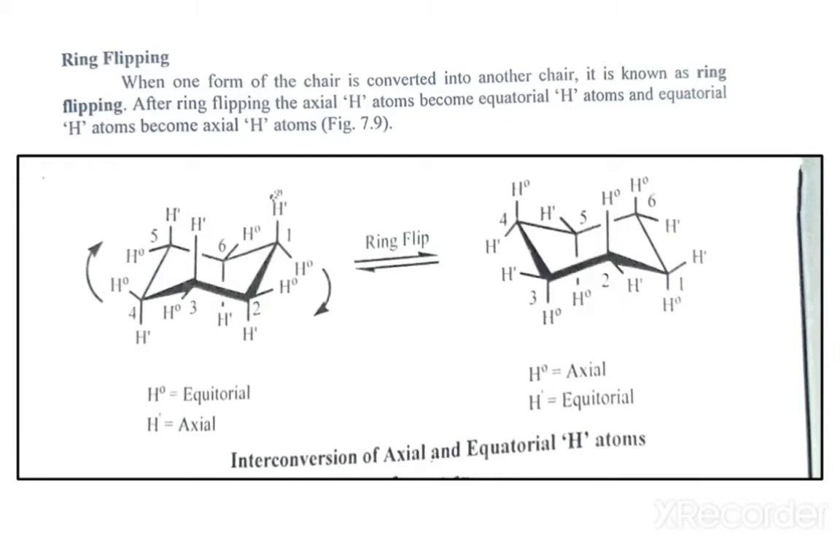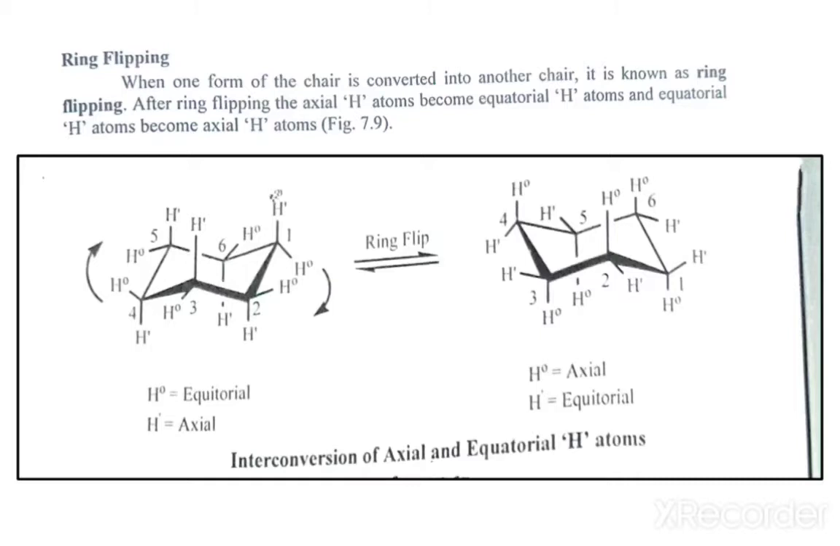Now the next point is ring flipping. This is the most important in chair conformations. Ring flipping: when one form of the chair is converted into another chair, it is known as ring flipping. That means conversion of one chair to another chair. Okay, this is called ring flipping.